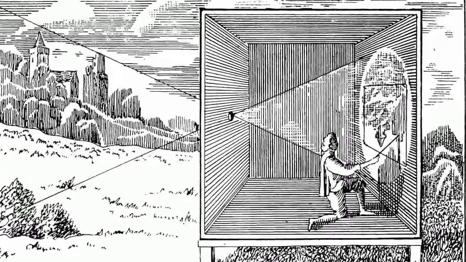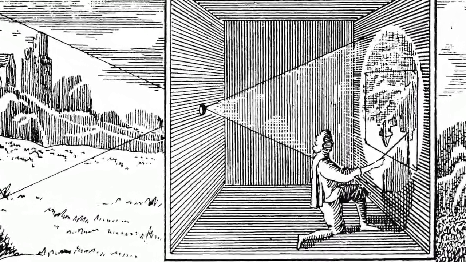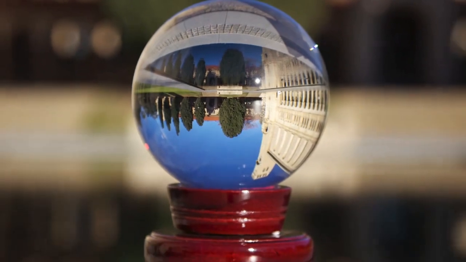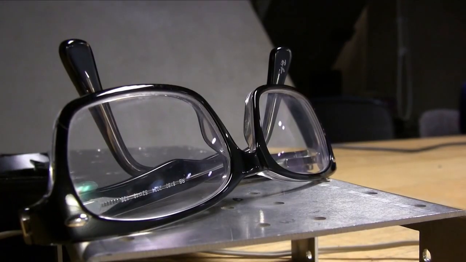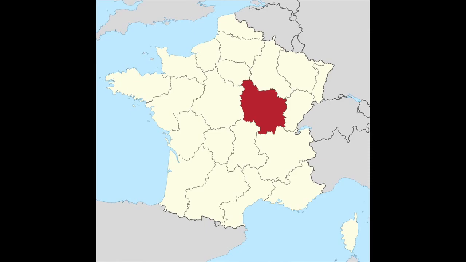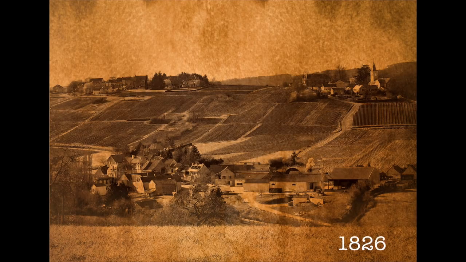The camera obscura was among the first discoveries made in optics. Eventually, it led to various innovations, such as eyeglasses and laser beams. So how did we get something like this from the camera obscura? Let's go back to the Burgundy section of France, the year 1826.